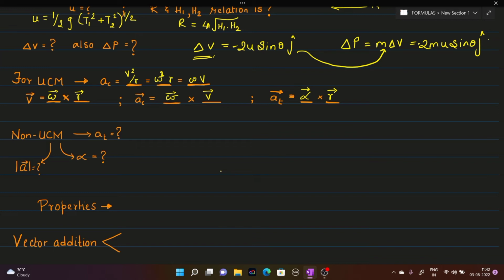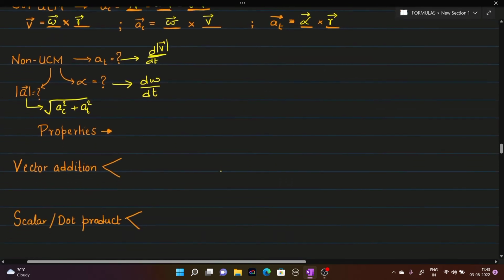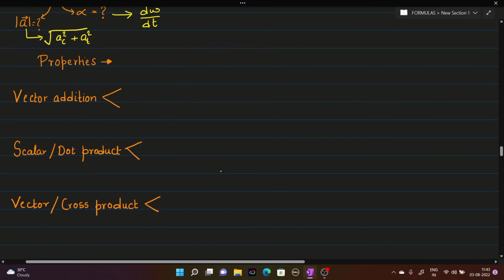After that comes non-uniform circular motion. Basically, there are three things we need to find. First, tangential acceleration can be found out by d by dt of mod of v vector. After that, alpha can be found out as d omega by dt. And after that, the a vector is found out by the root of centripetal acceleration square plus tangential acceleration square. After that come certain properties which are present in NCERT. They are given as lots of statements, so I have just simplified them over here.